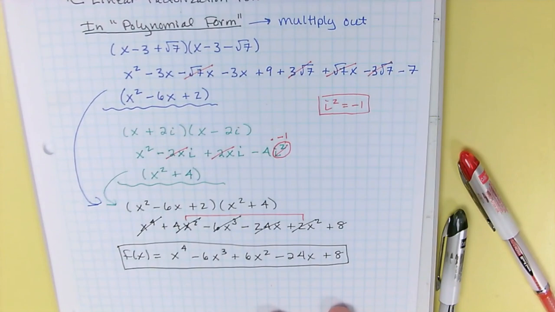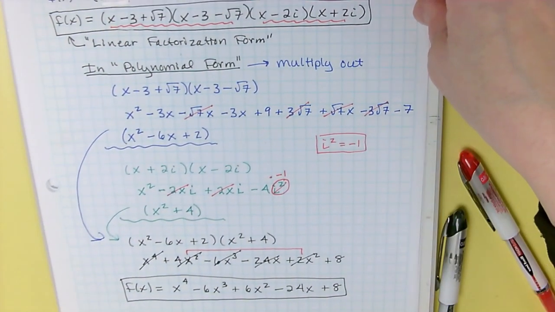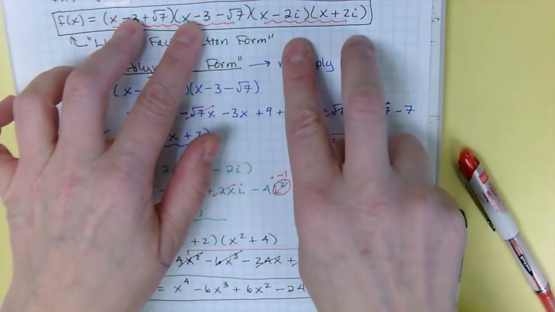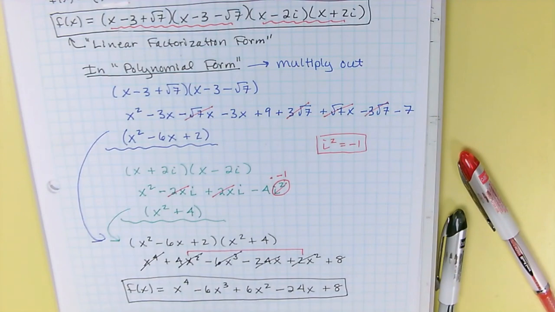So it's a whole lot of multiplying, but if you can take it in pairs and do the conjugate pair and the conjugate pair, get those answers and then put them together and multiply, it goes a lot faster. All right.